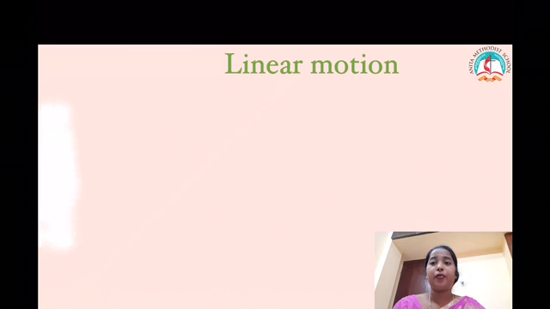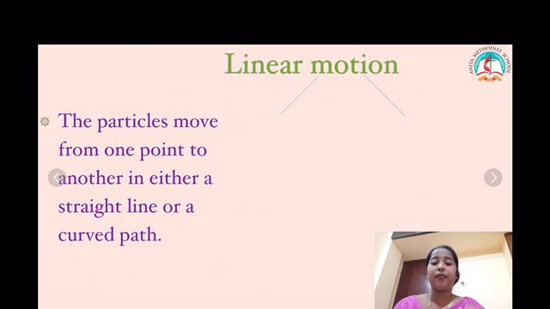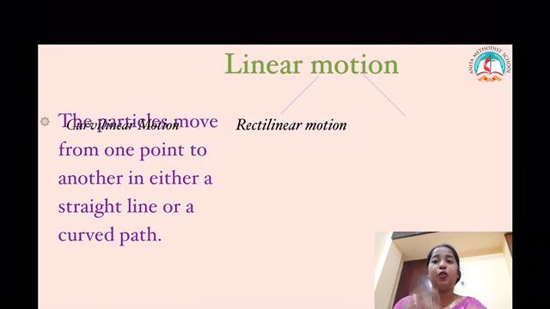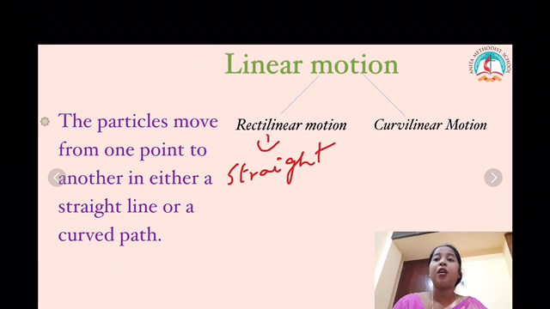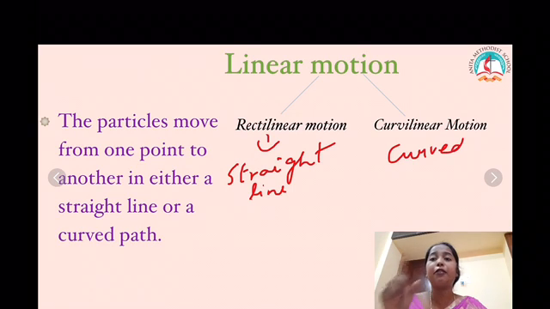Linear motion. So what is linear motion? Linear motion means the particle moves from one point to another in either a straight line or a curved path. This linear motion is classified into 2 types: rectilinear motion and curvilinear motion. Rectilinear motion means the path of the motion is a straight line. Curvilinear motion means the path of the motion is curved.